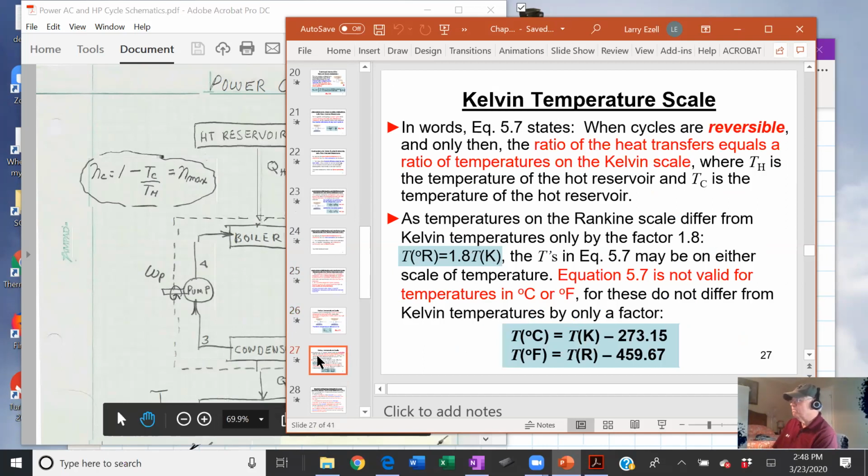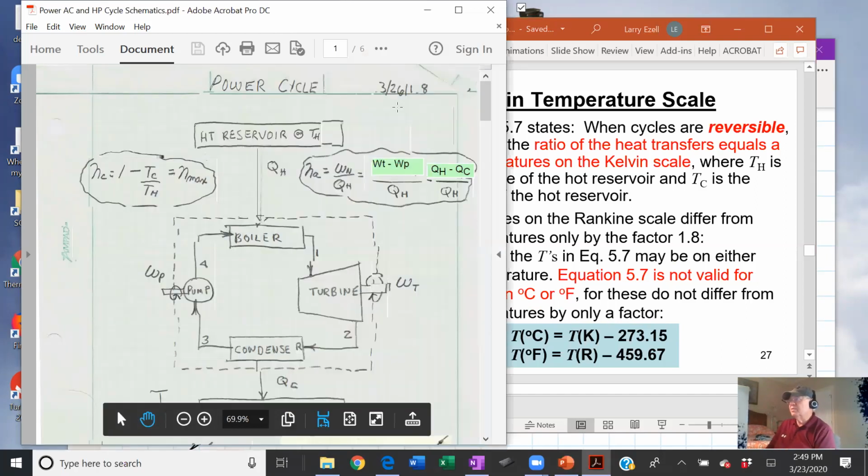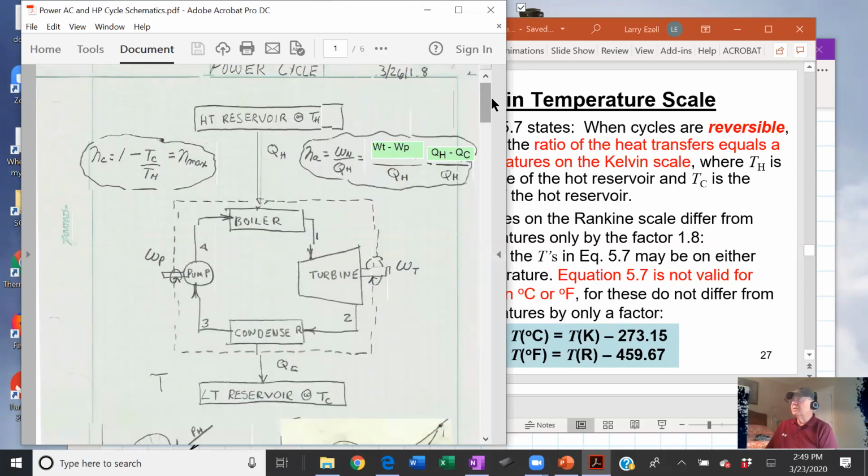I'm going to go a little further in order to try to make things a little less confusing. All right, we'll start on slide 27. I'll write that down. Slide 27. All right, let's look at some of these diagrams I drew up. Let's look at the power cycle here. See if I can make that a little bigger for you.